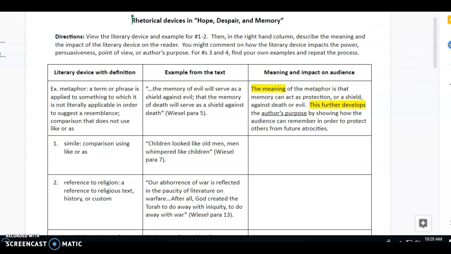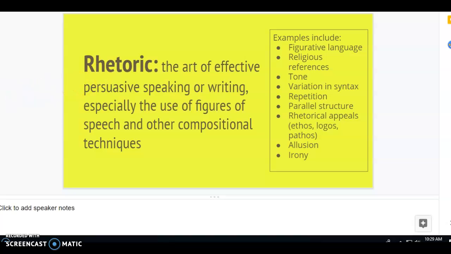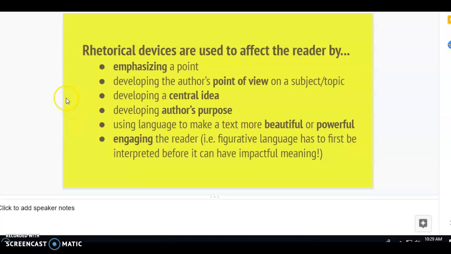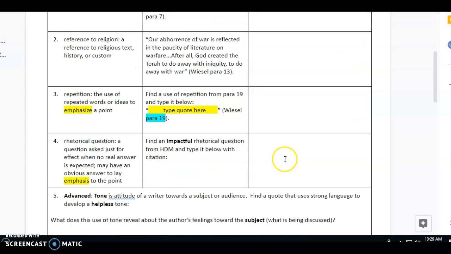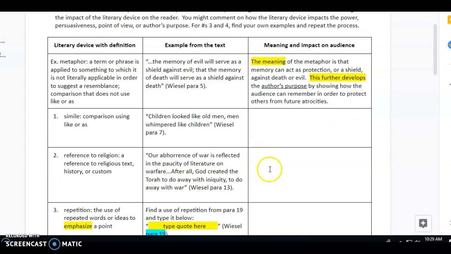If you go to your slides for this week as well, I copied that slide over into your week 20 slides for 3BD and your week 21 slides for 1AC. So this is what you're saying. So was that rhetorical device, after you understand it, used to emphasize a point, develop a point of view, help develop a central idea? So refer to that for help. And then for number 3 and 4, you're going to find your own examples.